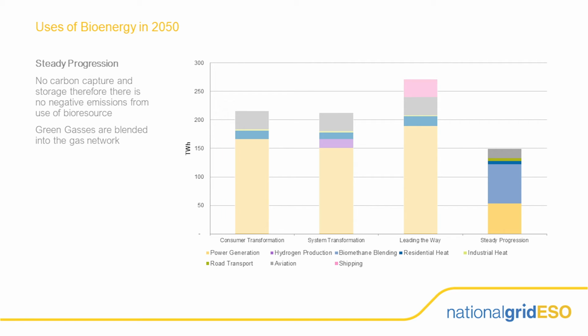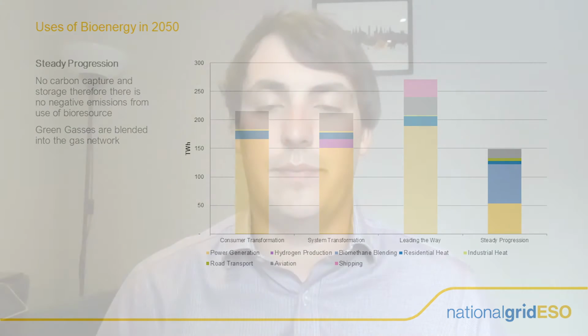Lastly, we can take a look at steady progression. As I said earlier, there's no carbon capture in this scenario, and therefore no negative emissions coming from the use of bioenergy. However, there is still a level of decarbonisation happening, with green gas being blended into the natural gas network and making up a large chunk of the demand for bioresources in this scenario. This will be covered in more detail later in the gas supply section of this presentation.